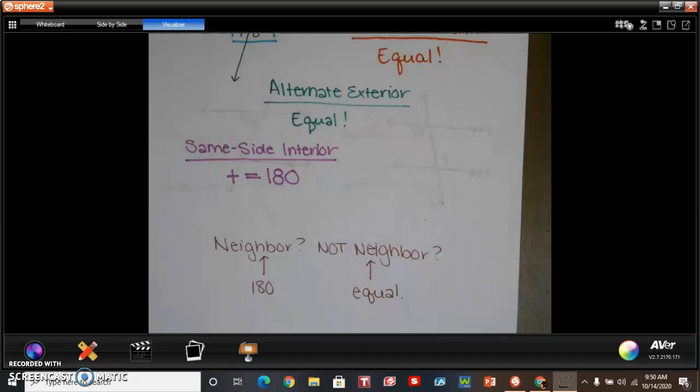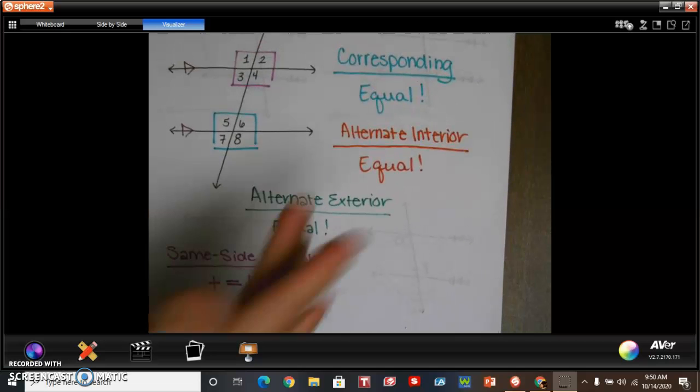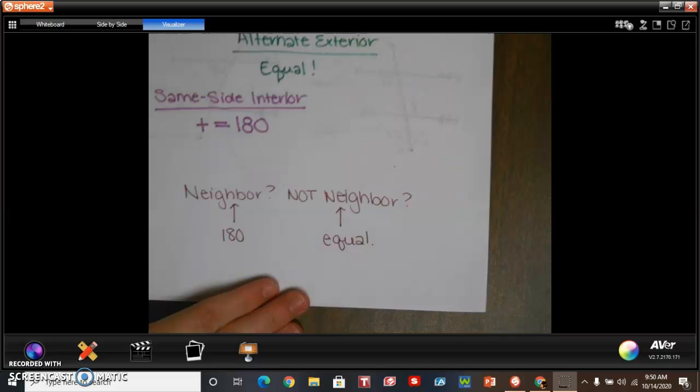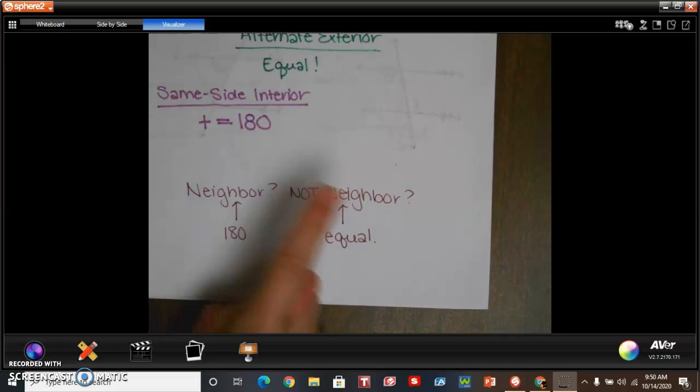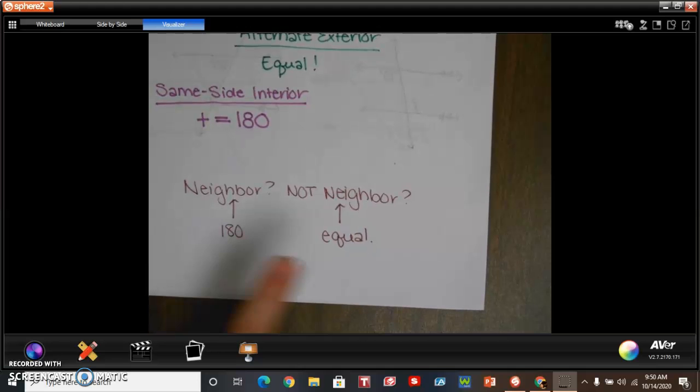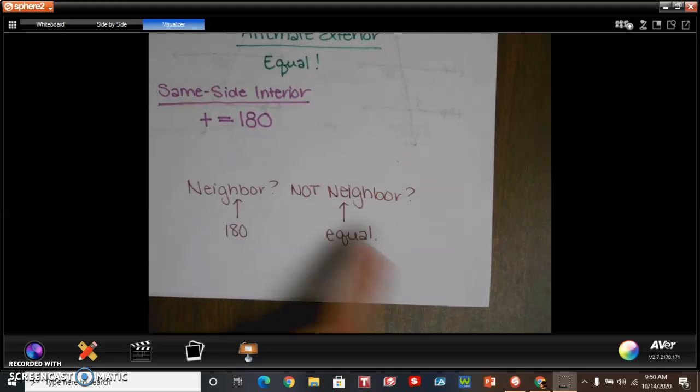All right, this is part 2 of 3.3 through 3.5. When we left off, we were talking about how we're going to use angle relationships to find angle measures, and we talked about how each of the angle relationships worked algebraically. And then I gave you a hint to ask yourself if they're neighbors or not neighbors. If they are neighbors, we know they're going to equal 180. If they're not neighbors, they're equal to each other. So let's practice doing that.